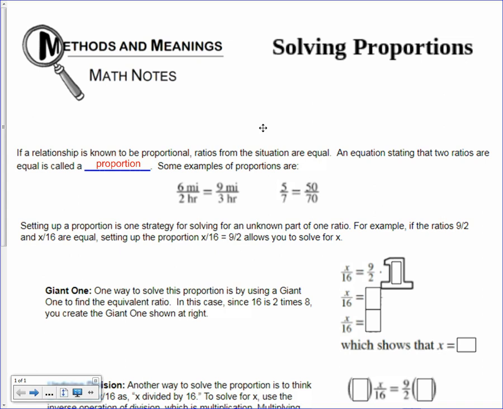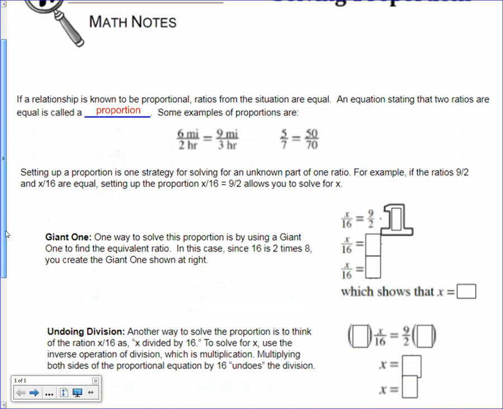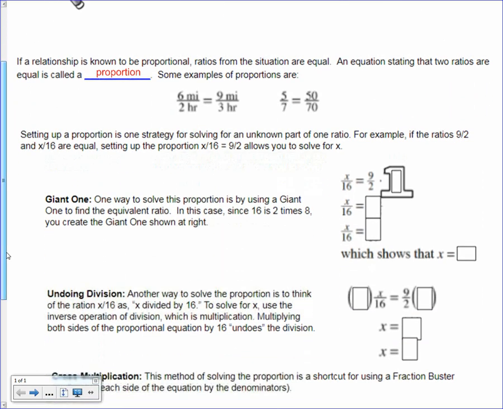Setting up a proportion is one strategy for solving an unknown part of a ratio. For example, if the ratios 9 over 2 and x over 16 are equal, setting up the proportion x over 16 equals 9 over 2 allows you to solve for x.